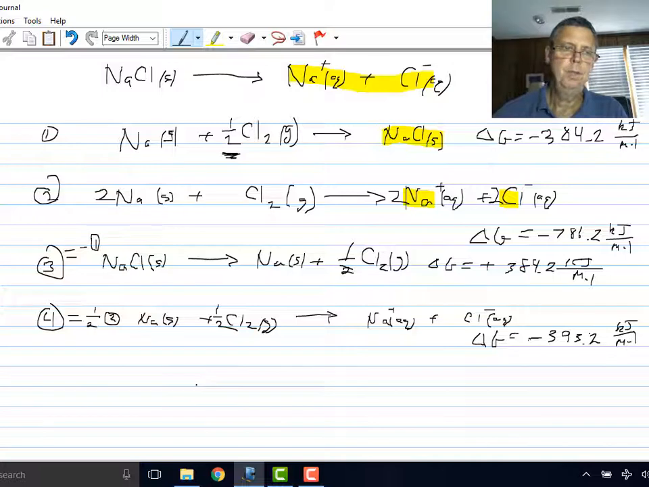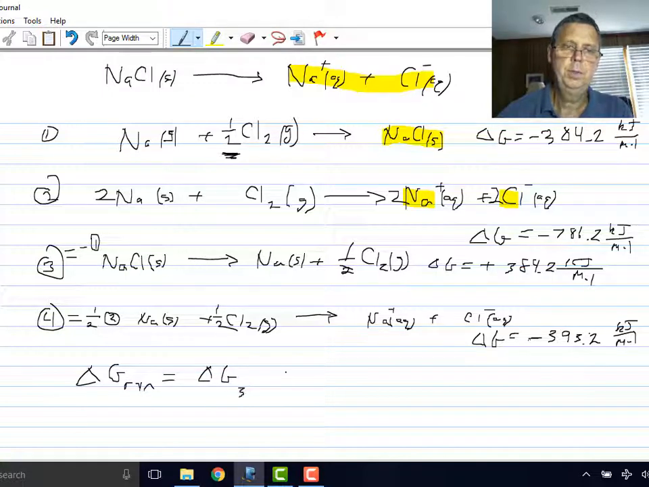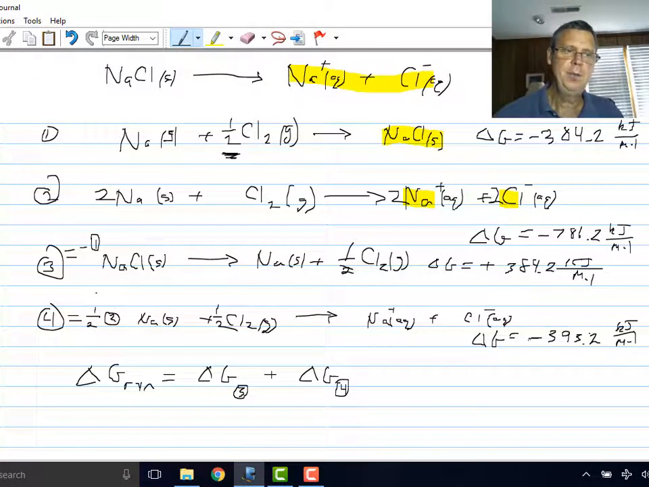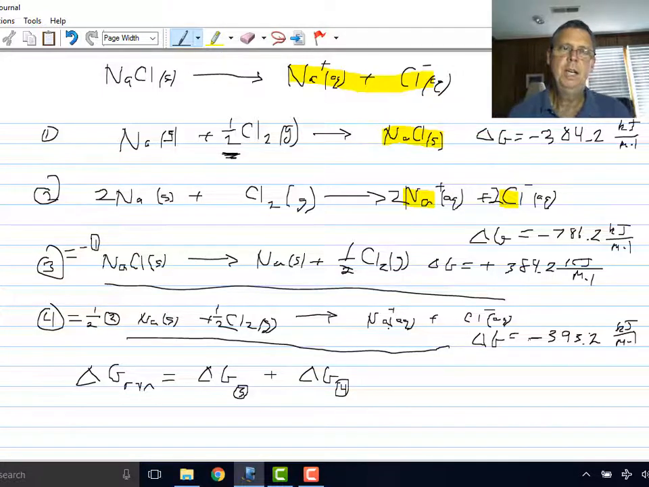And now we just add these up. It will be really the delta G of reaction 3 plus delta G of reaction 4. If you want to verify that, you might want to add these two reactions together, and the elemental sodium and chlorine cancel out, so we're left with our initial reaction, which is what we're trying to get to. And add this up, and we should get the same value we had.